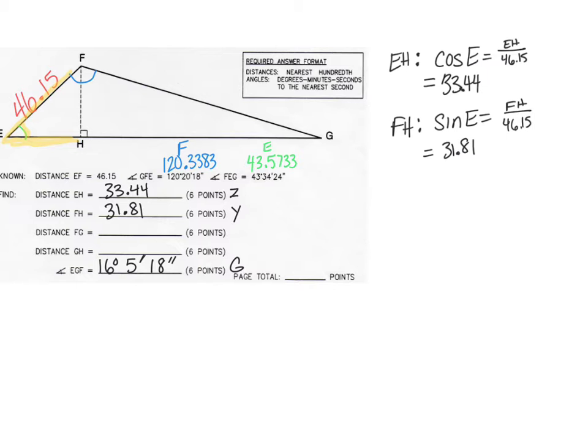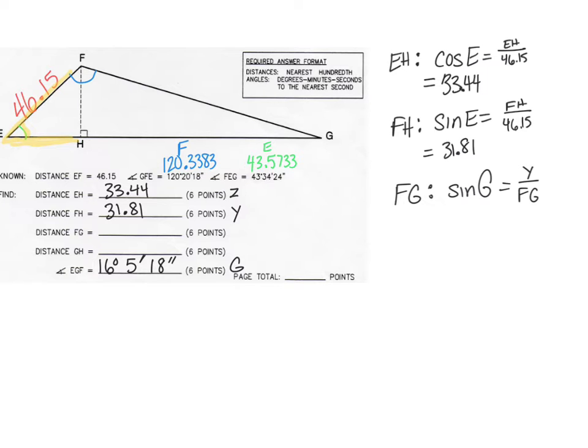Now what I'm going to do is go back to this FG that I was working on. FG was up here. I'm going to look at this right triangle because I know FH, I found it right here. I have FH, that's opposite of angle G, and I'm looking for the hypotenuse. Opposite and hypotenuse, that's going to be sine. So sine of angle G is going to equal opposite, which is FH, which I already found is my Y, over what I'm looking for, which is FG.